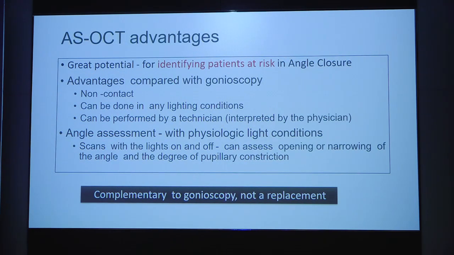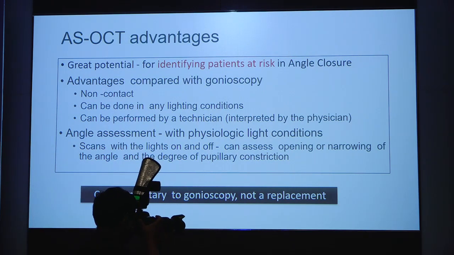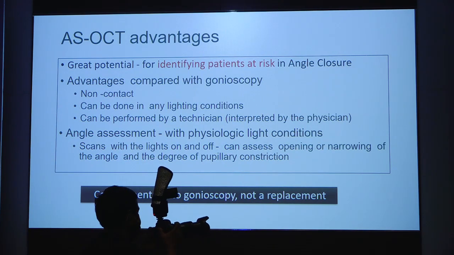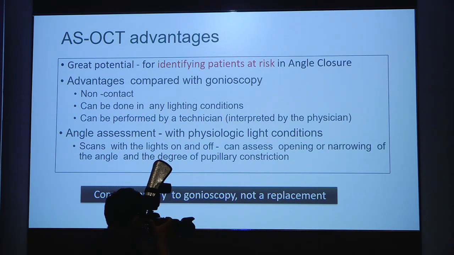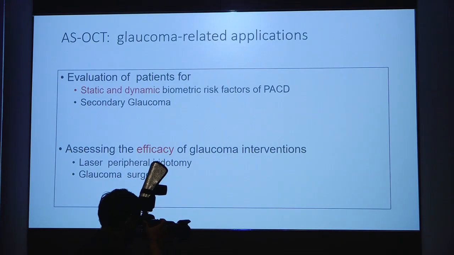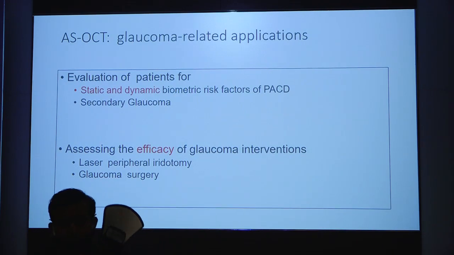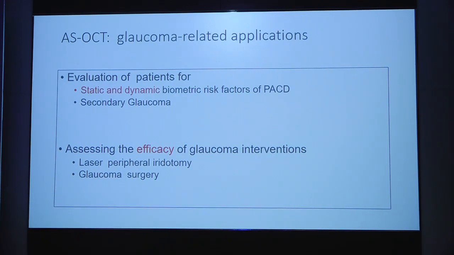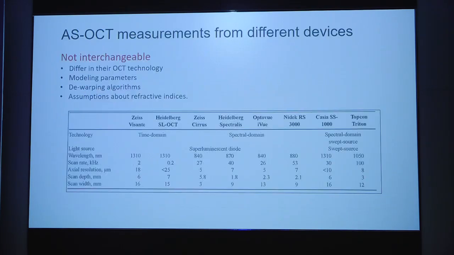Great potential for identifying patients at risk for angle closure. It is non-contact, can be done in any lighting conditions and can be performed by a technician. An ophthalmologist is not required. Angle assessment in physiologic light conditions, like photopic or scotopic, can also be done in the same setting. So evaluation of patients for static and dynamic biometric risk factors is possible with this, and even secondary glaucoma can be assessed. Assessing the efficacy of glaucoma interventions can also be done when we do laser PI or glaucoma surgery.